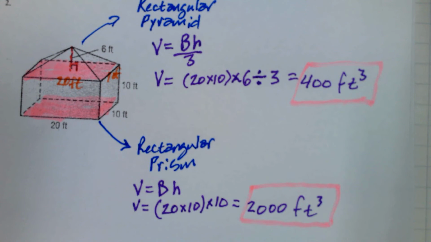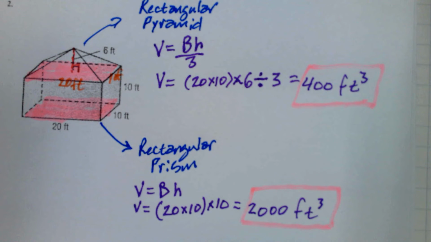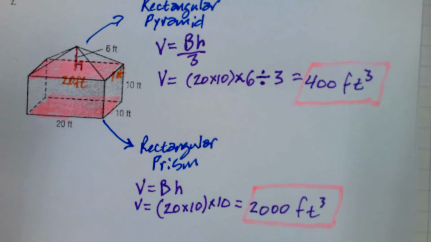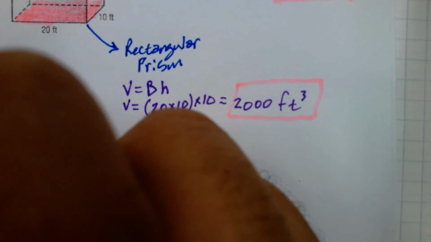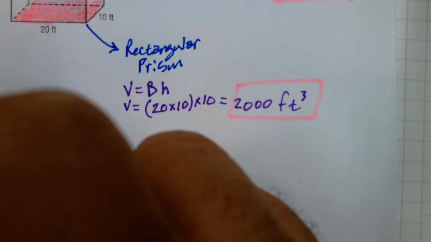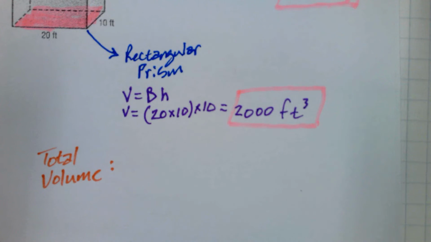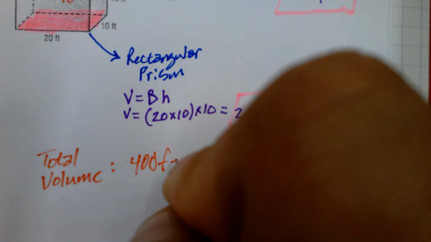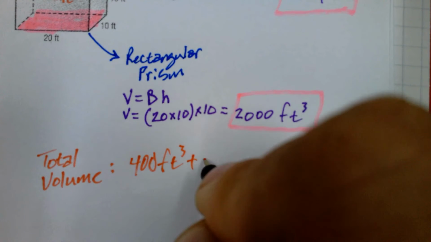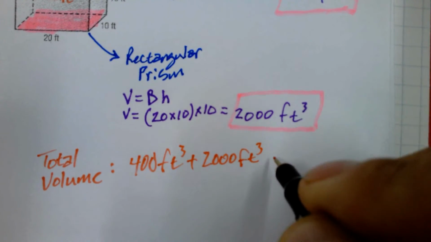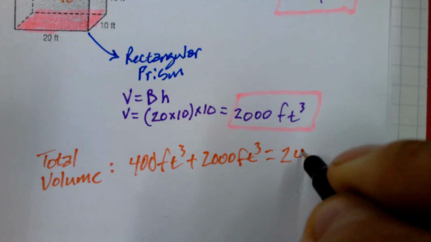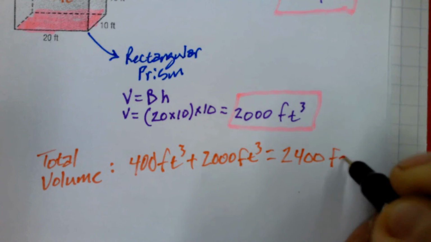Okay. So now let's find that total volume. For the total volume, we're going to do the 400 cubic feet plus 2,000 cubic feet, and that should be 2,400 cubic feet.